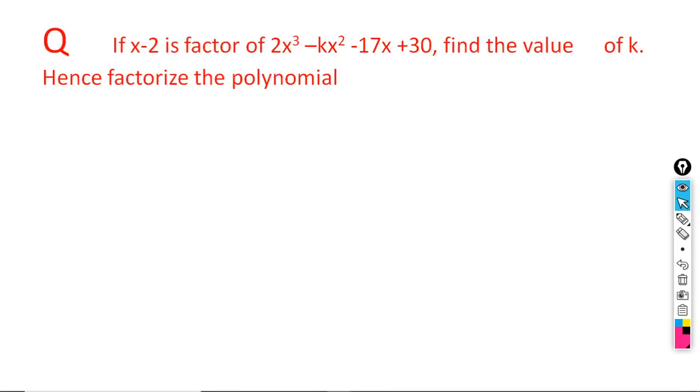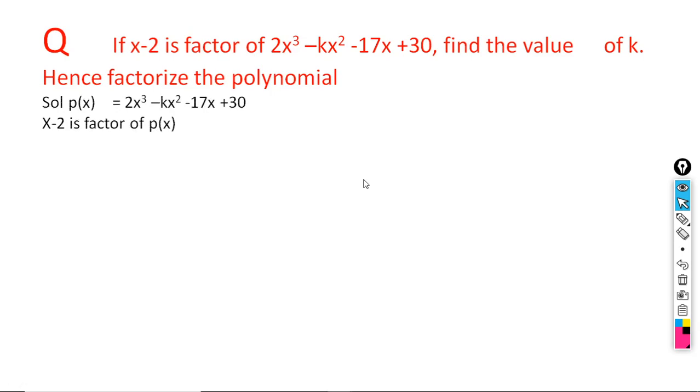Let us try one last problem from this topic. If x minus 2 is a factor of this polynomial, find the value of k and hence factorize the polynomial. Now if you read the question carefully, x minus 2 is a factor, so we can find the constant k easily, and then we follow the same process.